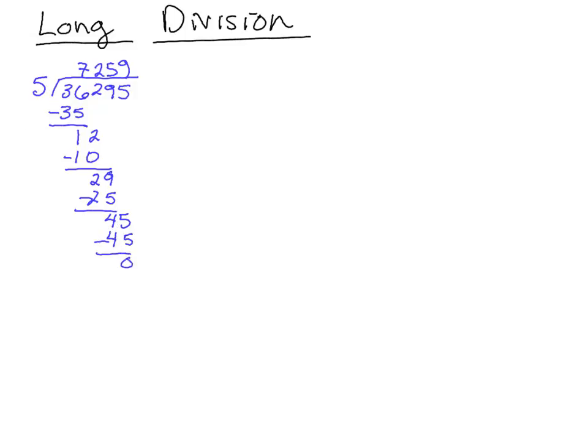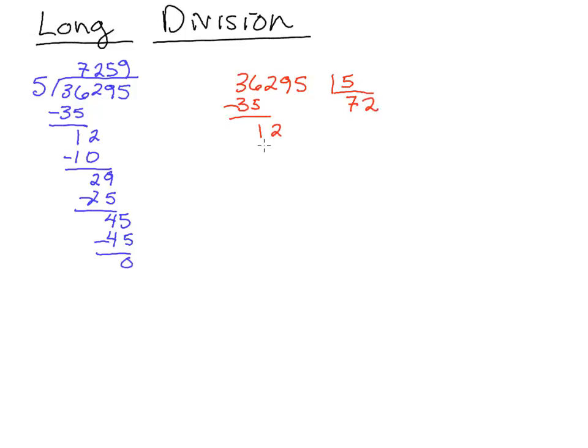Now, in other parts of the world, the exact same problem may look very different. And in fact, some of you may have seen it like this: 36,295 divided by 5, and it looks like this, where 5 goes into 36 how many times? 7. 5 times 7 is 35. And you subtract it, and you get 1, and you bring down the 2. 5 goes into 12 2 times.